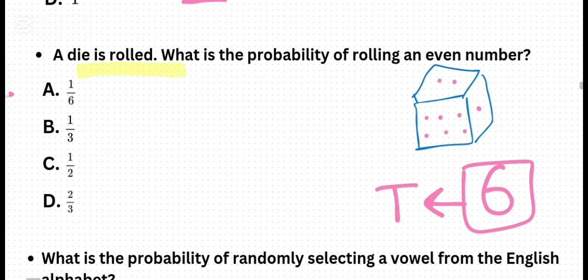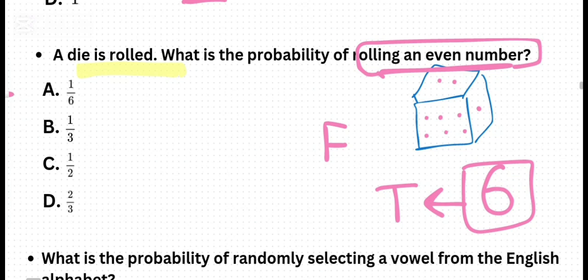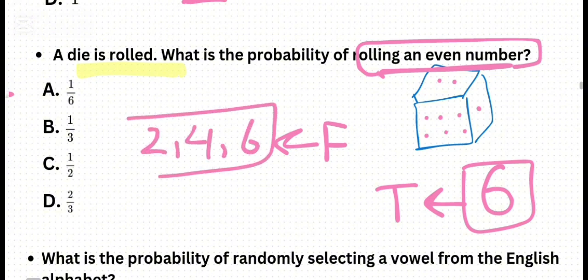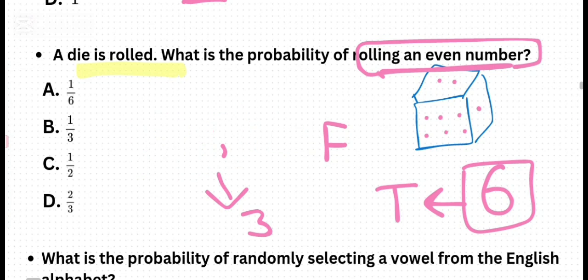Now we find F. They are asking for an even number. So how many even numbers are in the dice? These are 2, 4, 6, right? So there are 3 even numbers. So F is 3.